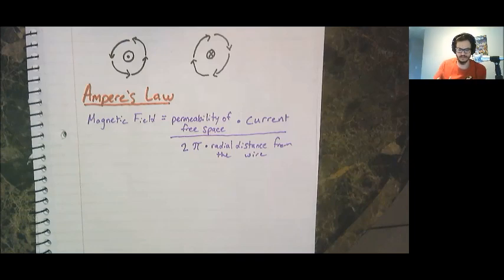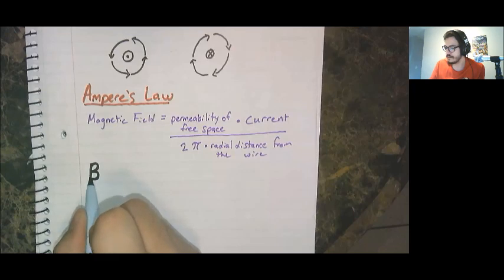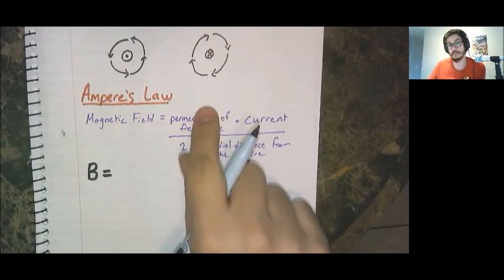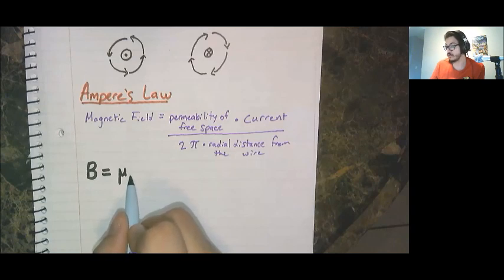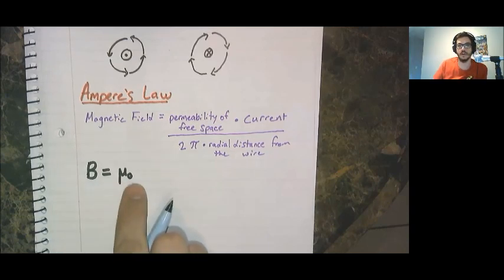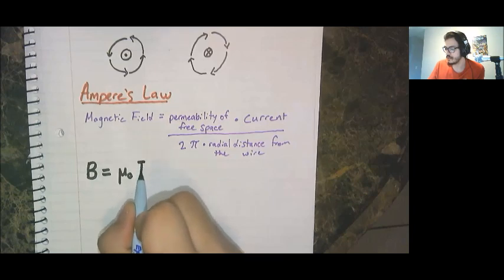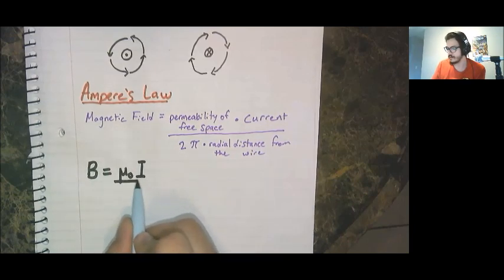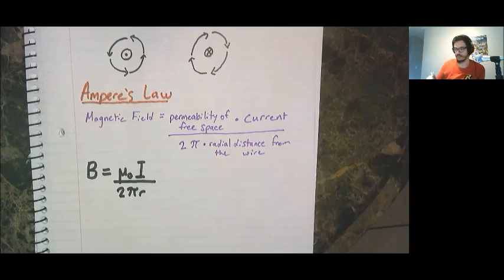It sounds like a long one because we've got so many words to it, but when you write it out, there's actually only three or four things that you'll ever need to plug in with it. Magnetic fields, as I mentioned a moment ago, we typically use B to indicate, is equal to permeability of free space, that is lowercase mu subscript zero. You would read that as mu naught, or mu sub zero if you are a Mortal Kombat fan. But mu naught times current, current would be an I, divided by 2 pi radial distance away from the wire, or the radius of the circle of the field at that point.